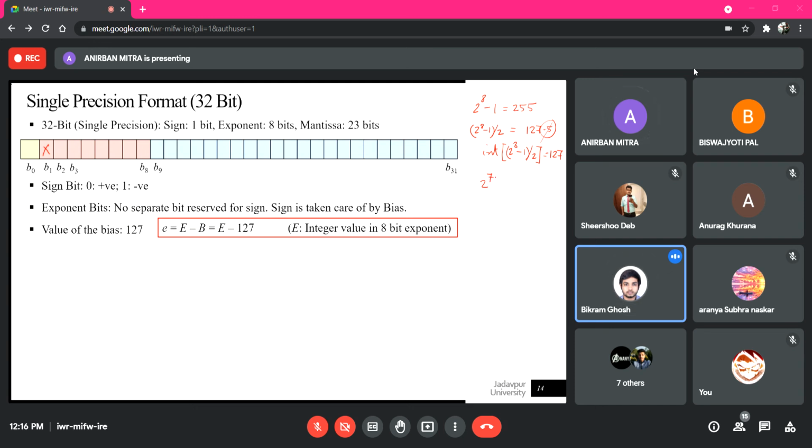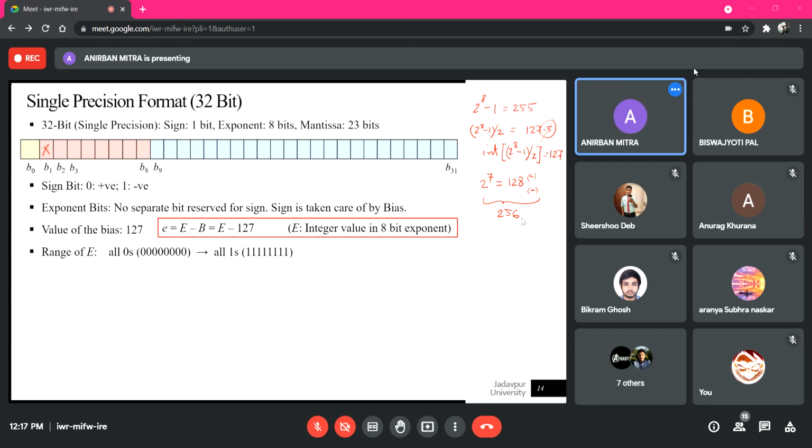The range decreases exponentially. 2 to the power 7 means 2 to the power 7 is 128. So 128 positive. If I have a 0 before that, 128 negative as well. So total of 256. Keep that in mind. So 256 exponents, positive as well as negative, can be represented here. Let's see what happens next.